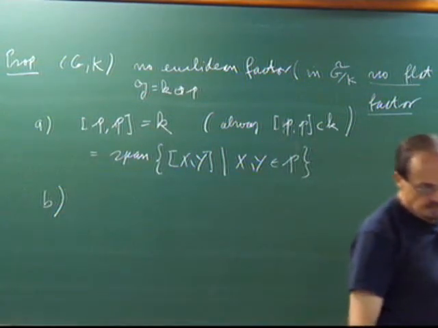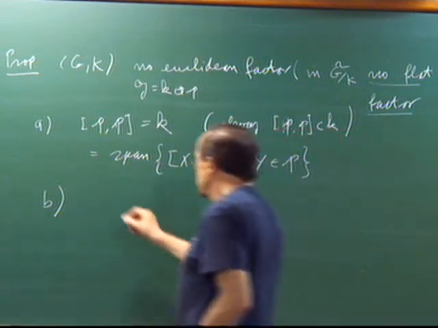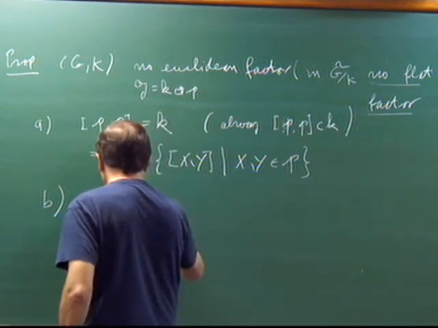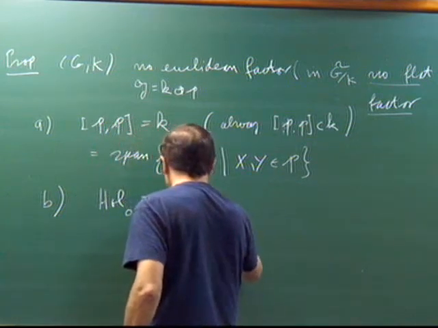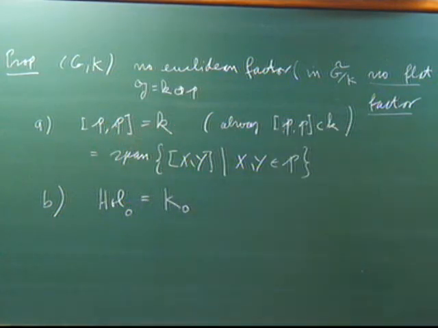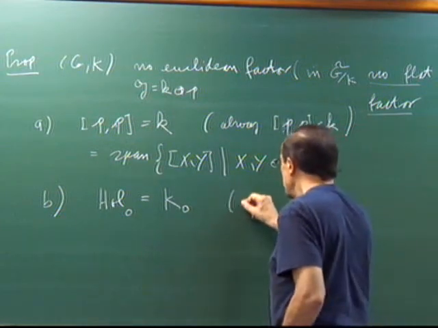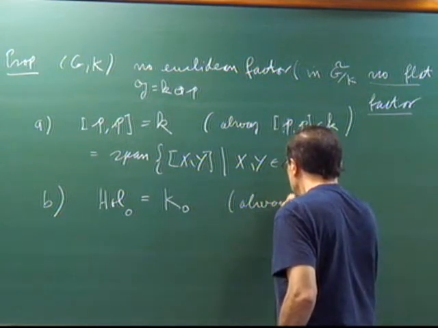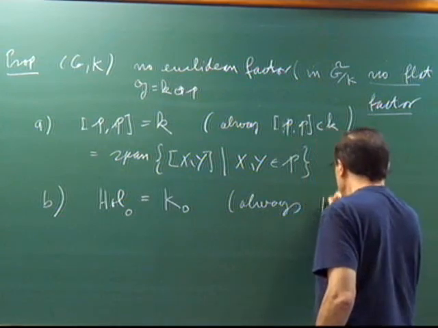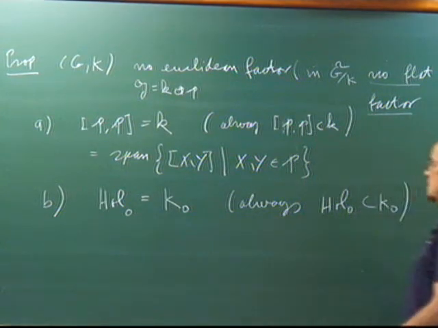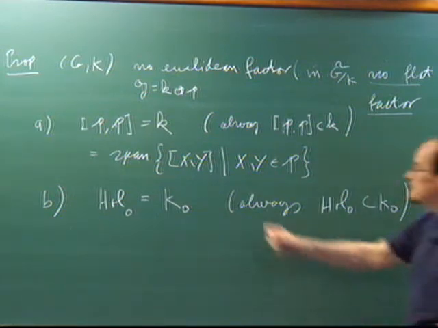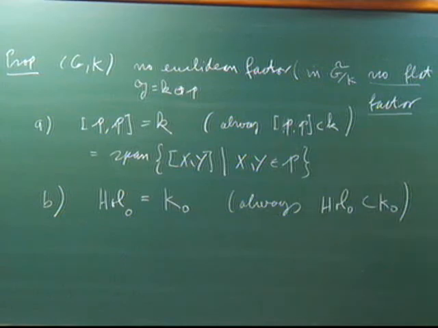B, the holonomy group, at least the identity component, is the identity component of K. So again, in general, we always had that the holonomy group is contained in K0. This is always true. We talked about that earlier. But now we claim equality. In fact, these two equalities are very closely related.